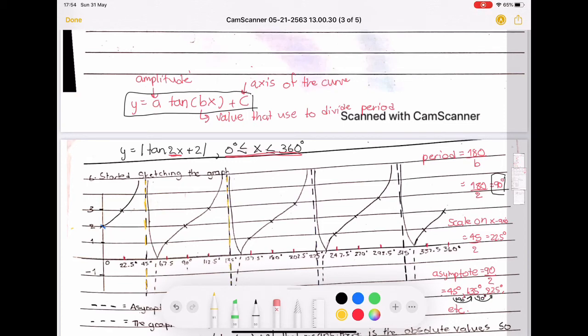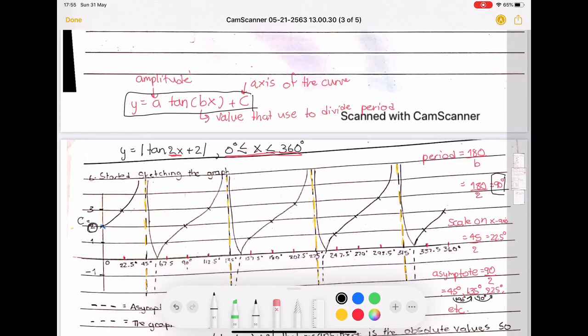Then we have to find the y value. For the y value, we use a middle line, but because we don't have a maximum or minimum point, we just use a higher point and a lower point. To find the midline, it is the C. C is the axis of the curve. So the axis of the curve for this graph is 2, so the midline is 2.